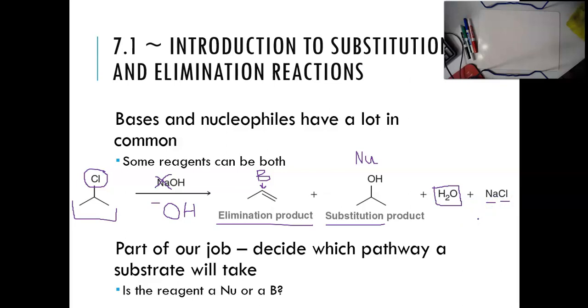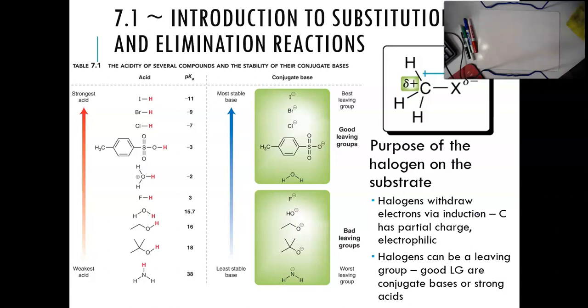So part of our job in this chapter, by the time we get to the end, is to decide which pathway a group of reagents will take, especially if our reagent can act as a nucleophile. When this occurs, sometimes our reagents can go down one pathway, and at other times they can go down two pathways, meaning it could be an elimination or a substitution, and in those cases we will have to decide what the major product is.